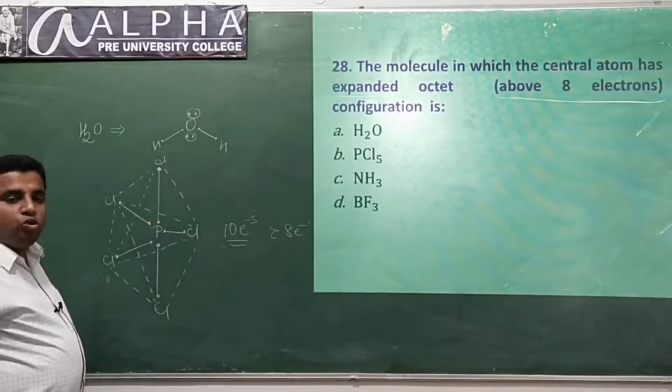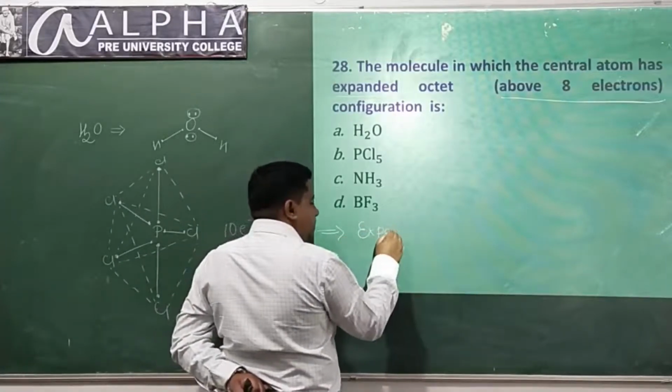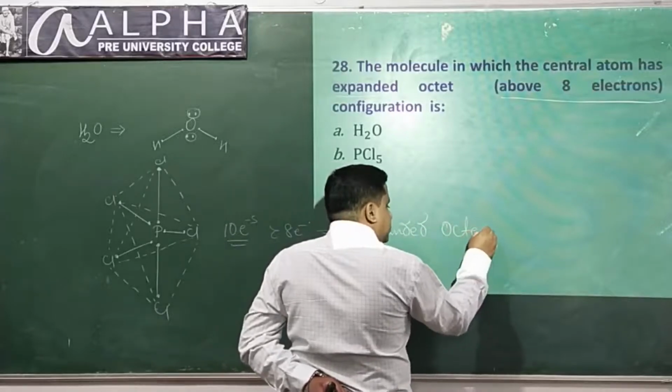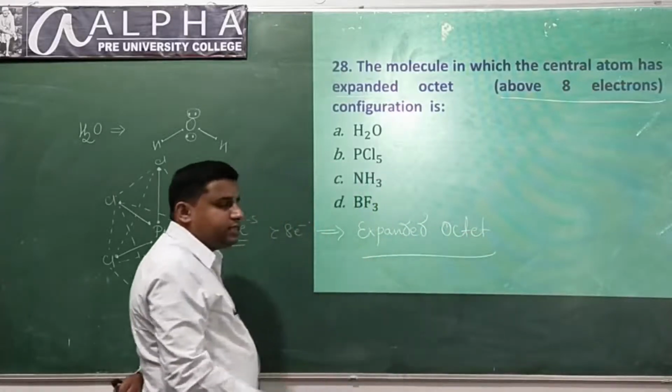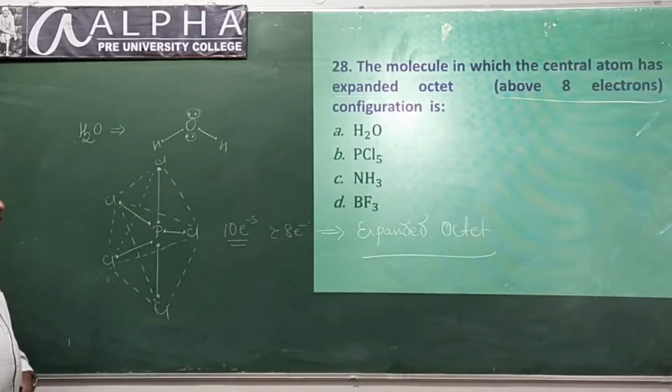If the electrons are more than 8, then what do we call it? Expanded octet. It is called expanded octet.